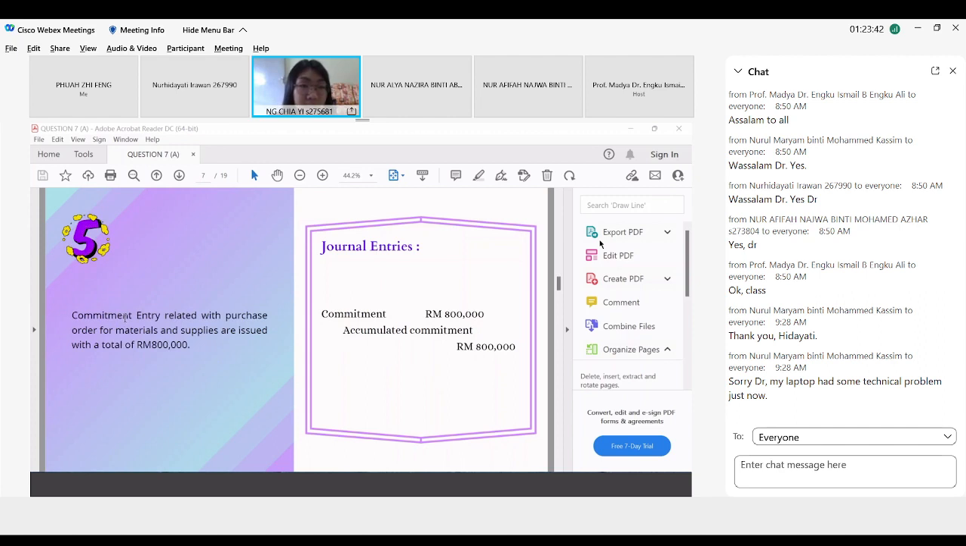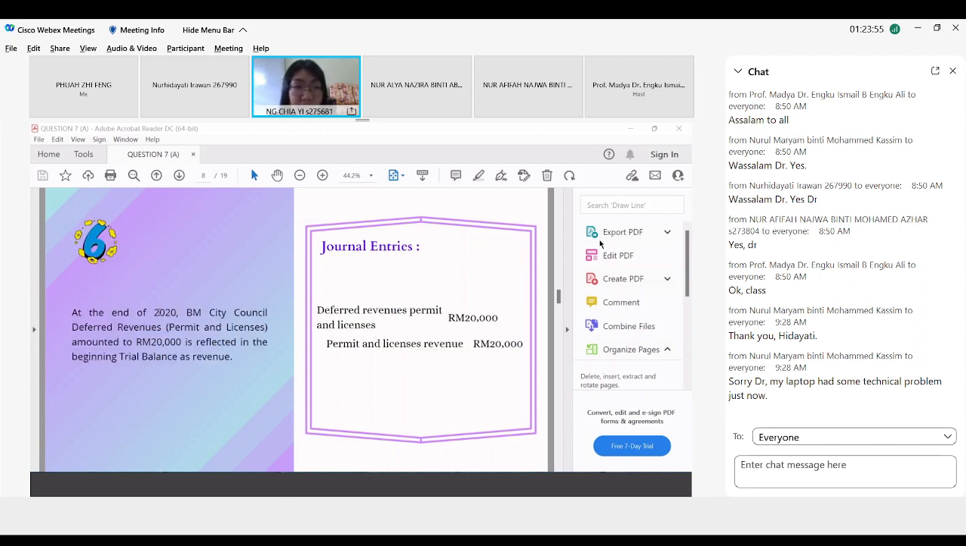Next, info 5 state that the commitment entry are issued with a total 800,000. So we debit commitment 800,000 and credit accumulated commitment 800,000. Next, info 6 said that at the end of 2020, the deferred revenue permit and license amount to 20,000 is reflected in the beginning trial balance as revenue. So we debit deferred revenue permit and license 20,000 and credit permit and license revenue 20,000.